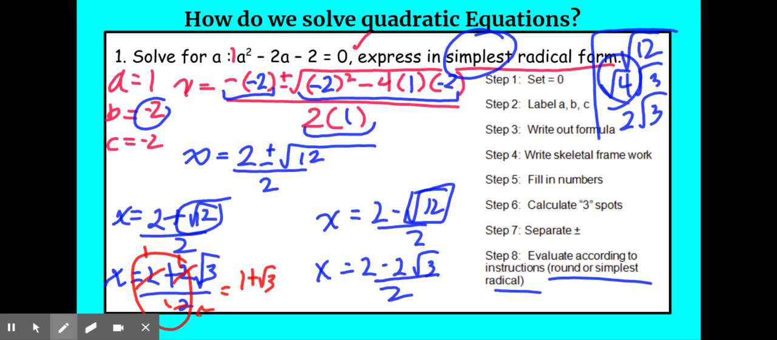All right. Now the next one is simplify those 3, and you have 1, 1, and 1. So we're left with x equals 1 minus 1 radical 3. Now you could drop the 1 like I did in the first one, or keep the 1. It doesn't matter. All right, so that's how you solve the first example using the quadratic formula in simplest radical form.